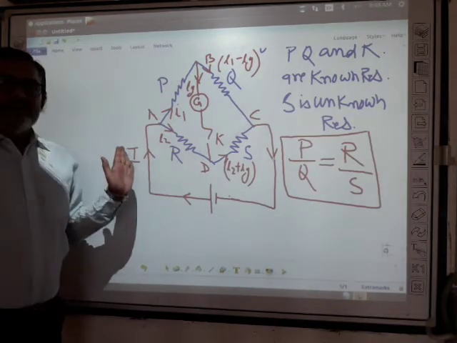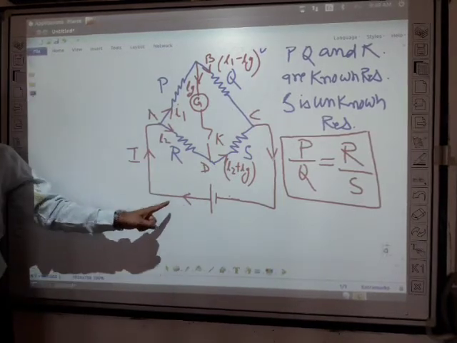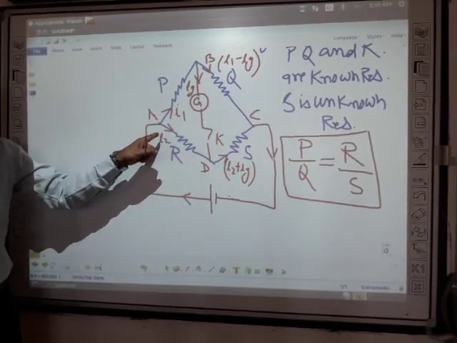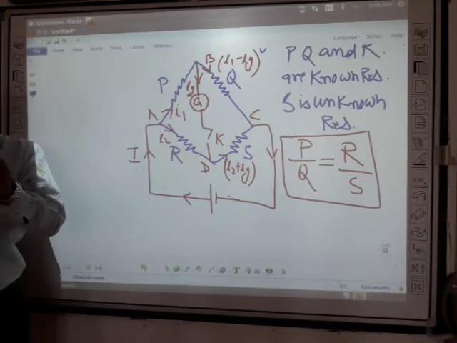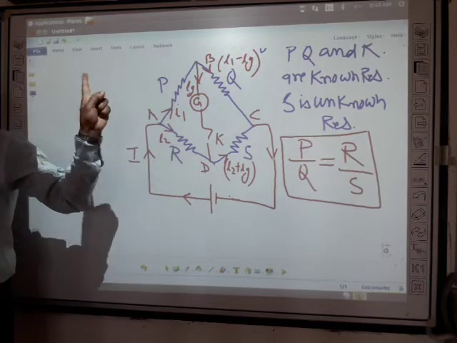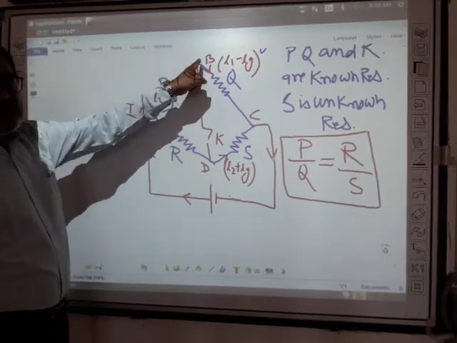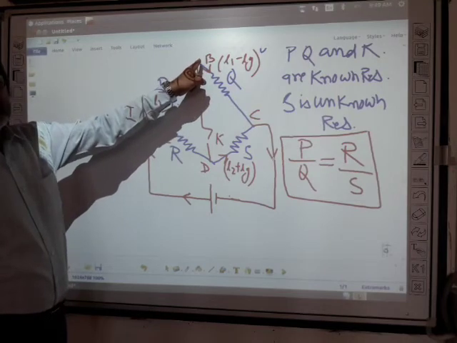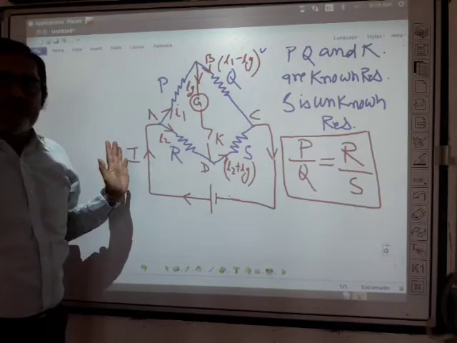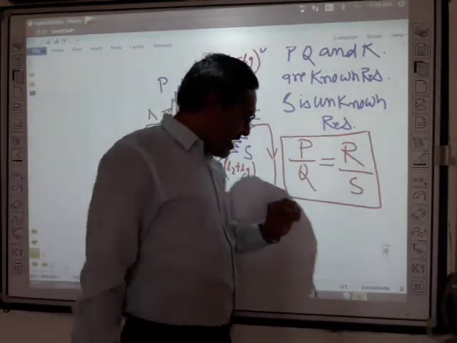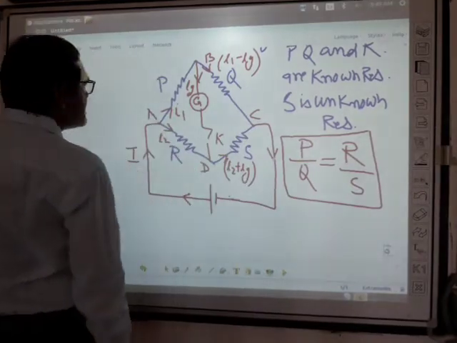Is it clear? Current I flows through this cell. When it reaches A, there will be a junction. The current divides into two, but not equal. Remember it. Why? Since the values of resistance are different. So I1, I2. When I1 reaches B, there will again be a junction. The current is divided into two parts, and again A. Now use the Kirchhoff voltage loop rule.